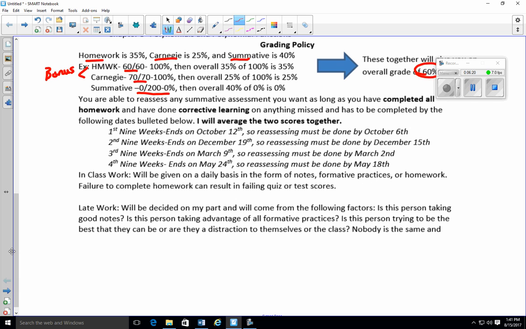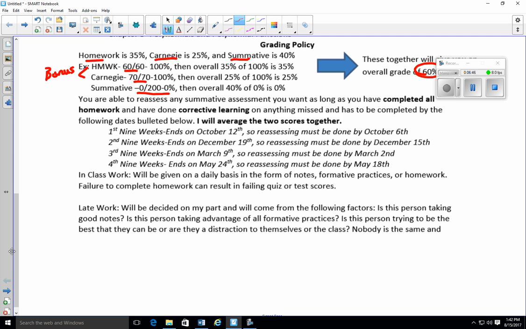In class work, all right, daily basis, warm up problems, which is what I call formative practices. You're going to have homework. Some days we're going to be taking just notes. Again, all of those are expected to be kept, and will be kept all in your guys's computers. Failure to complete homework can result, of course, in a failing quiz or test score.